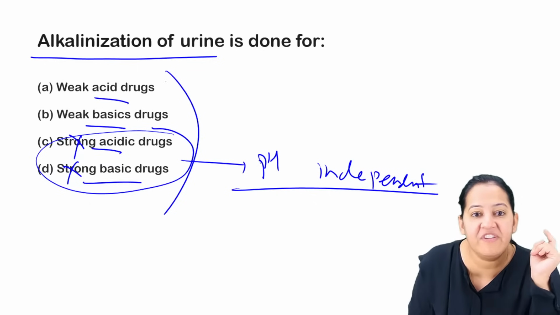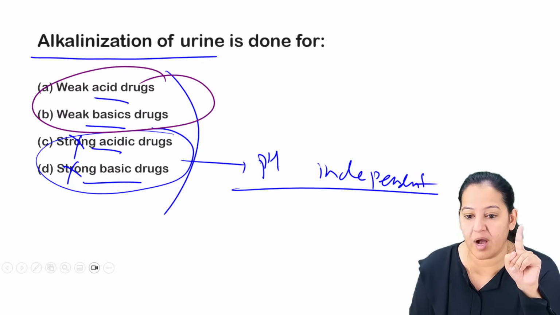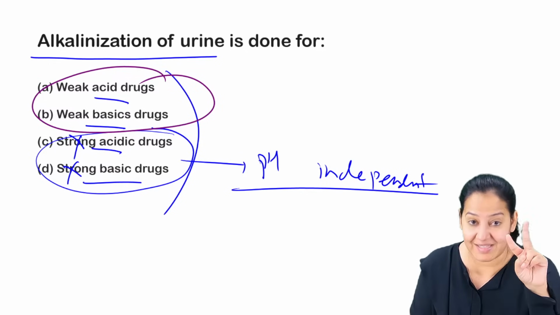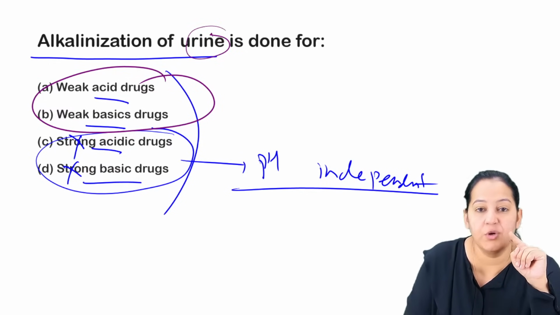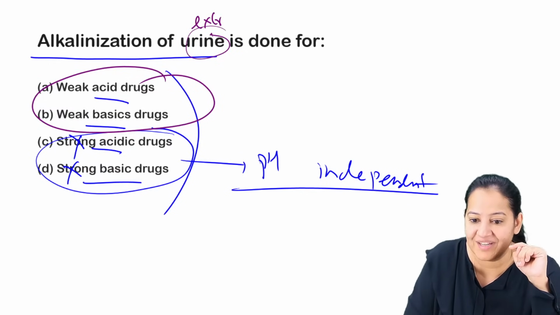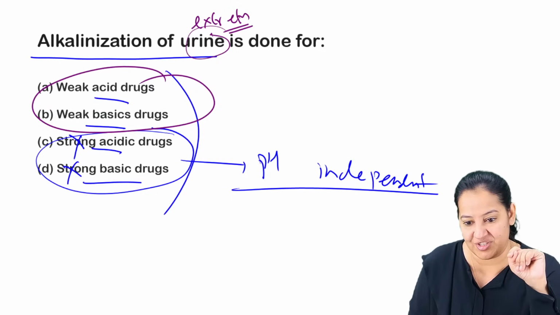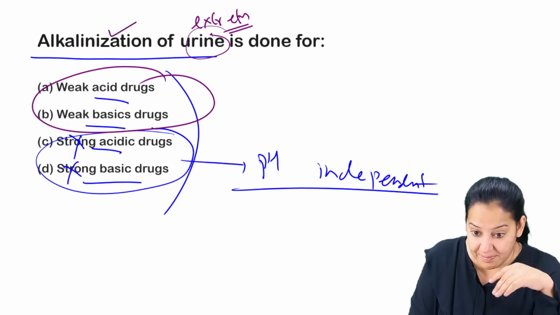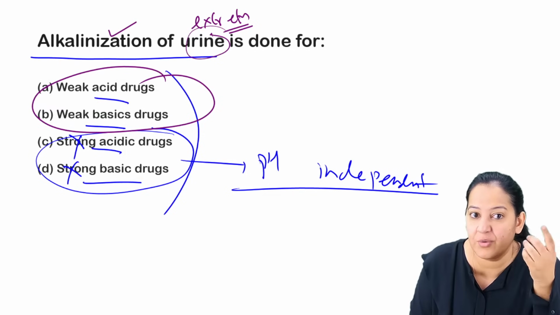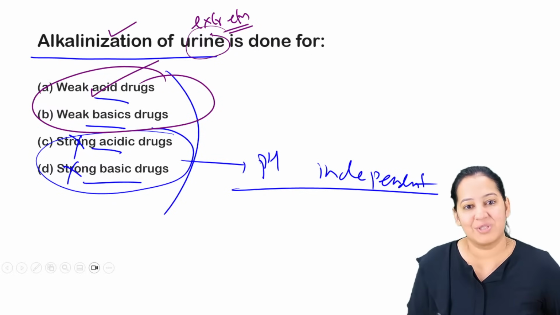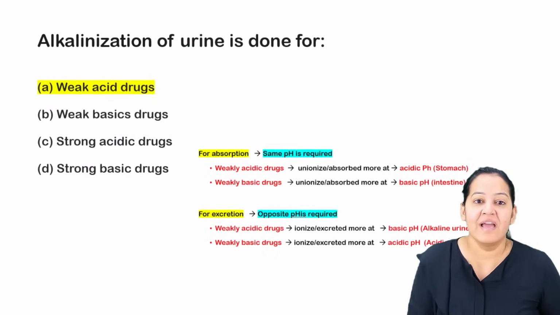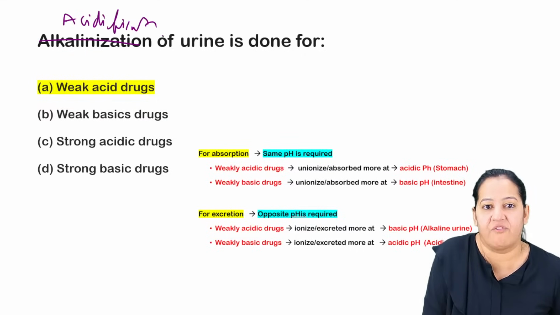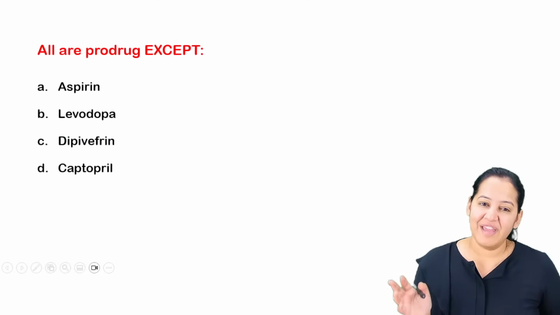So don't fall in the trap. We are talking about weak acid and weak base. Whatever rules I told you, that is for weak acid and weak base. Say yes if you got it. So we are talking about urine. Urine is a medium of excretion. It is not absorption, it's excretion. But excretion occurs in opposite medium. So we are doing alkalinization, matlab basifying the urine. We are basifying the urine for excretion of acidic drug. So answer is A. If I change the question, if acidification of the urine is done for, my answer will be B. So we can ask many questions.